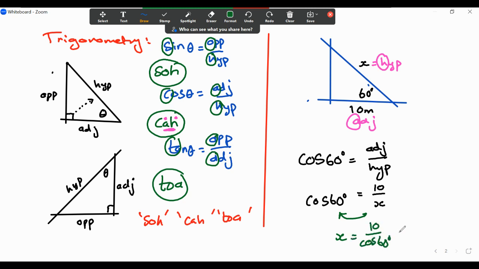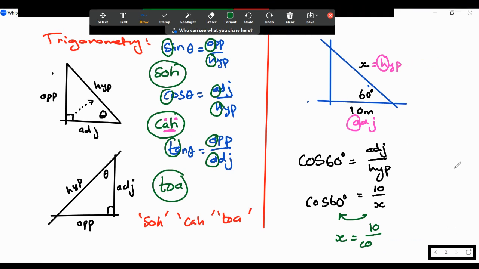Grab a calculator, press the fraction button, put 10 at the top, and put cos 60 at the bottom, and you will get the following answer. So 10 over cos 60 will come to 20. And so what have we calculated over here? 20 meters. That is the length of that hypotenuse. Now you can get given any side at any point in time, and you can keep using the same thing.